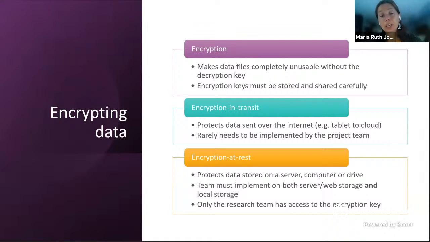But then there's also encryption at rest, right? And that's one that more often needs to be manually implemented by the research team. Encryption at rest means protecting the data when it's being stored. So that could be on a server or on a local computer or drive. And oftentimes it's both of those things for data that's being collected electronically.